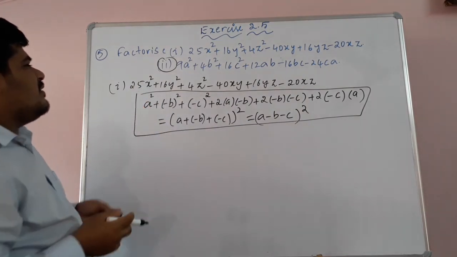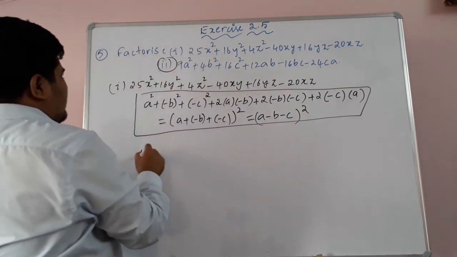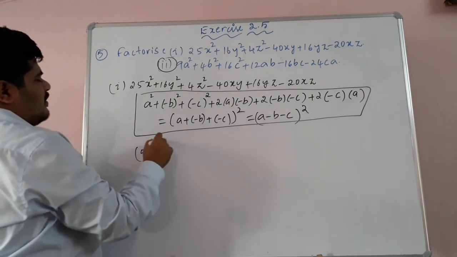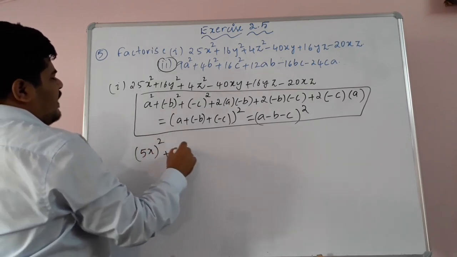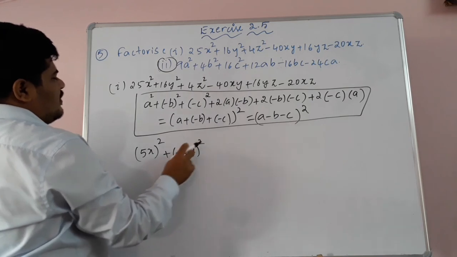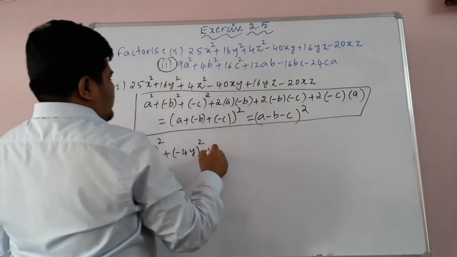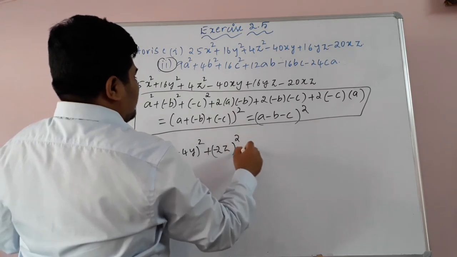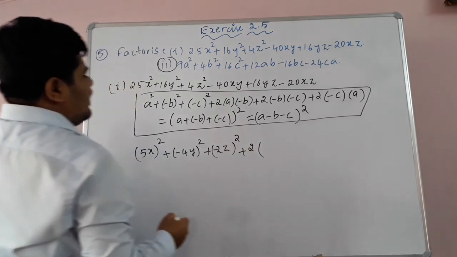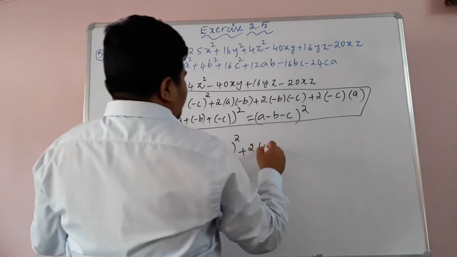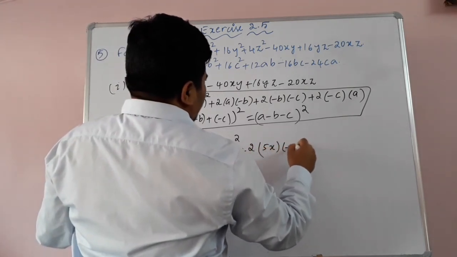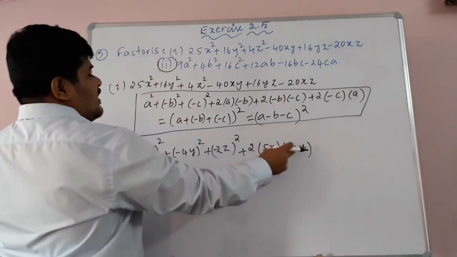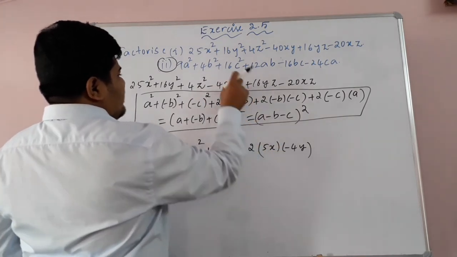Okay, so the given expression is in the form of, children, you can write it as 5x whole square, so 25x square, minus 4y whole square, that is positive 16y square only, and negative 2z whole square. Next, plus 2 into 5x into minus 4y. Means, children, 2 fives are 10, 10 into minus 4 is minus 40, x into y is xy.